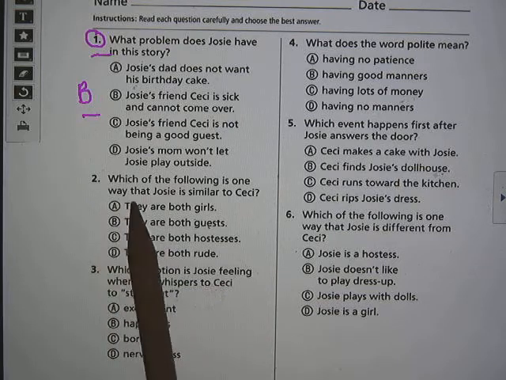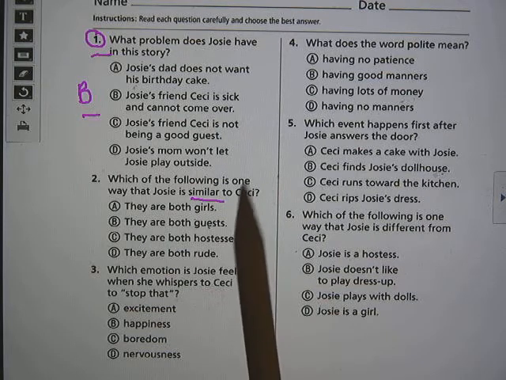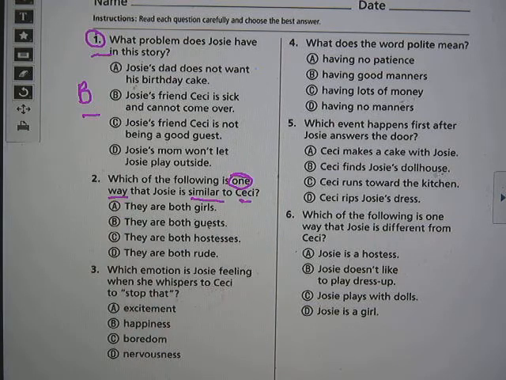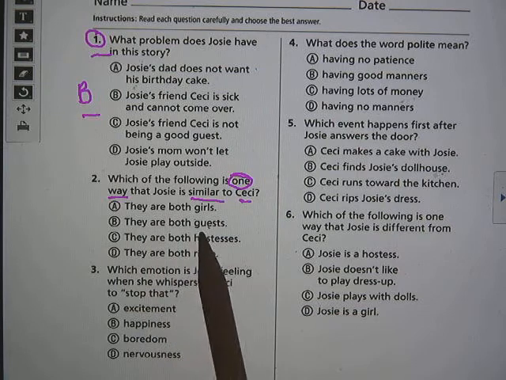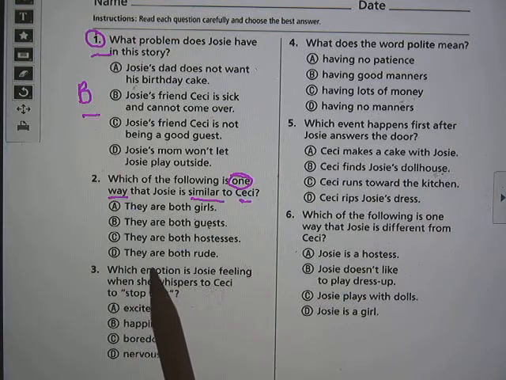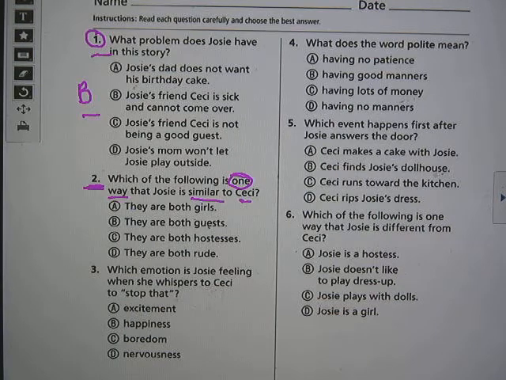All right. Number 2. Which of the following is one way that Josie is similar? Okay, that word similar. Does anybody know similar? Similar means about the same to Cece. So which of the following is one way that Josie is similar? That means the same to Cece. A, they are both girls. B, they are both guests. C, they are both hostesses. Or D, they are both rude. Again, you're going to write the number and just the letter. Please do not write it all out. That will take way too long.